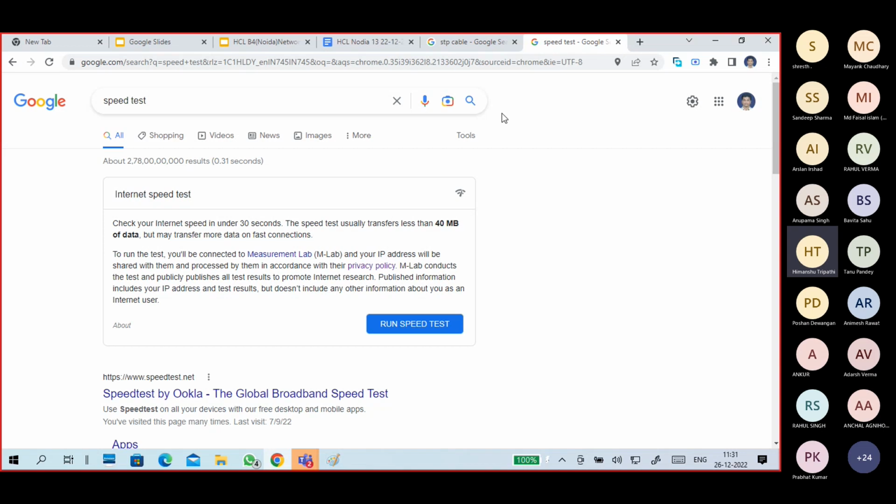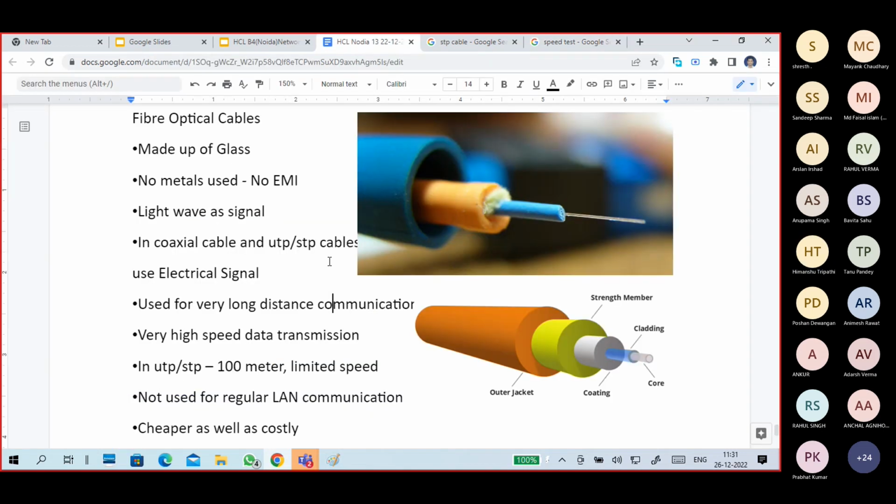Where heavy data transmission is required, we use fiber optical cable, and for very long distance communication we use fiber optical cable. And regular LAN communication we use UTP or STP cables only. Okay, that is it.